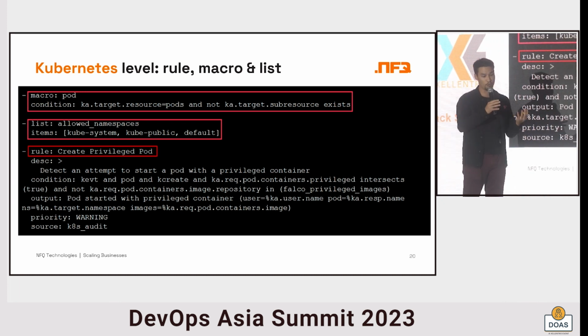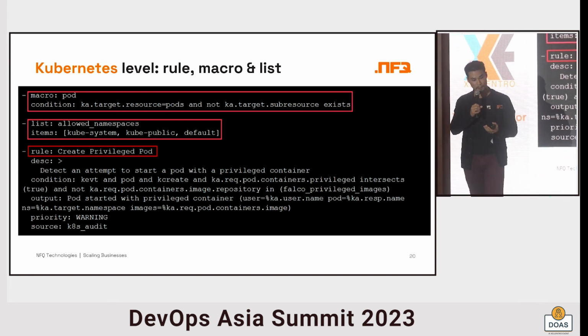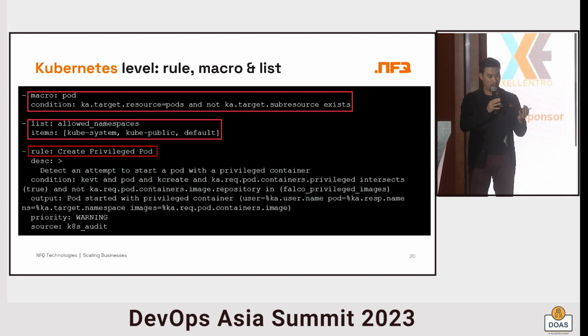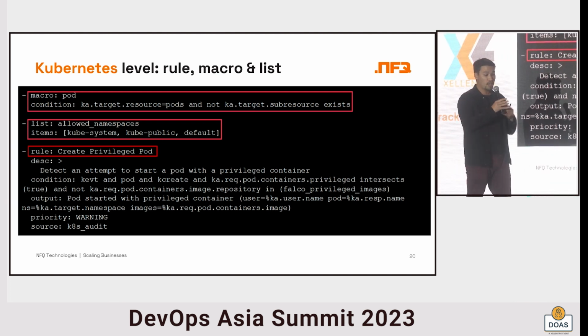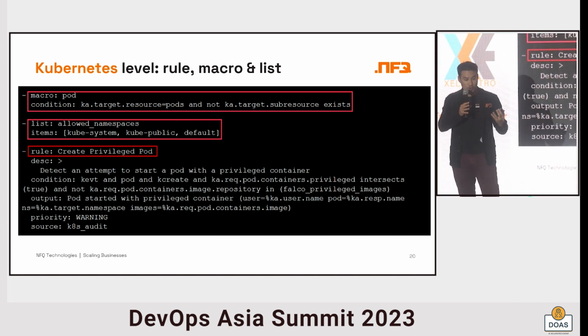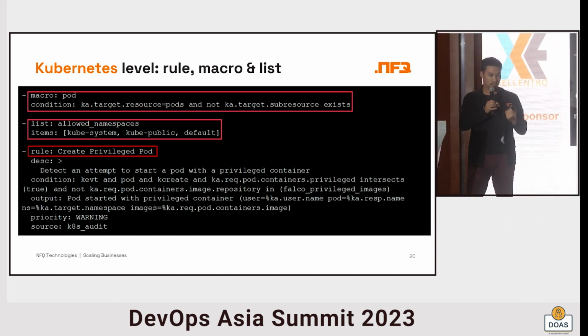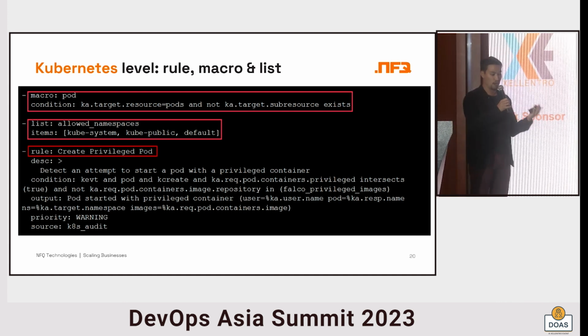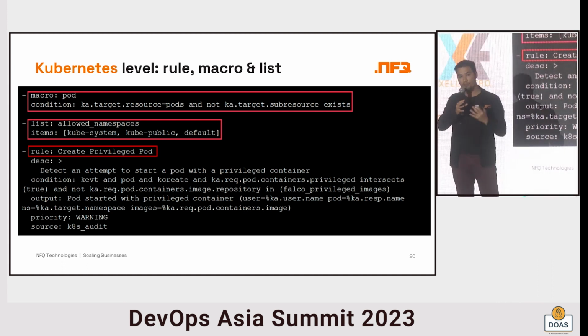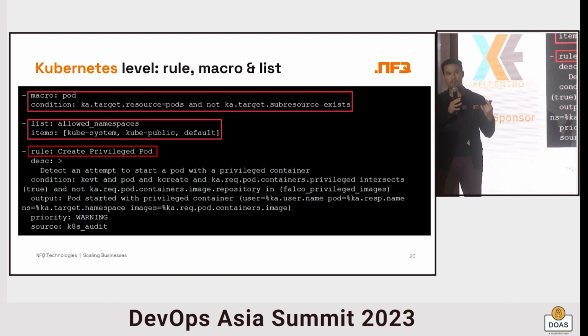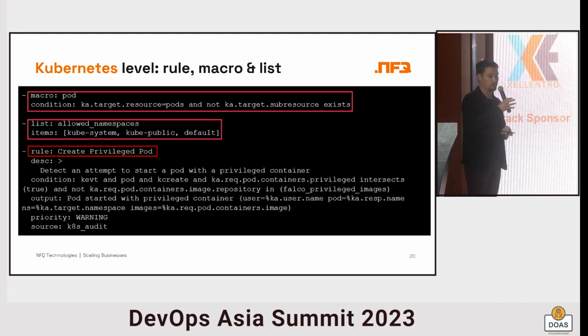For example, here we have a series of allowed namespaces. We define what is the concept of the pod. And we define that, for example, we can create privileged pods only in some specific namespaces. Otherwise, this is not going to work. So basically, we are able to play at different levels: container, application, and Kubernetes level.